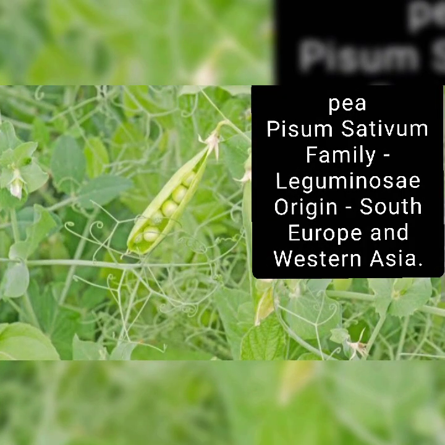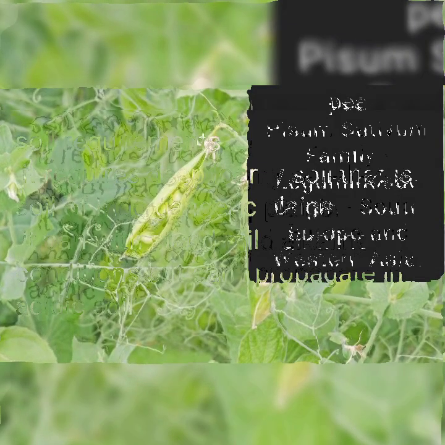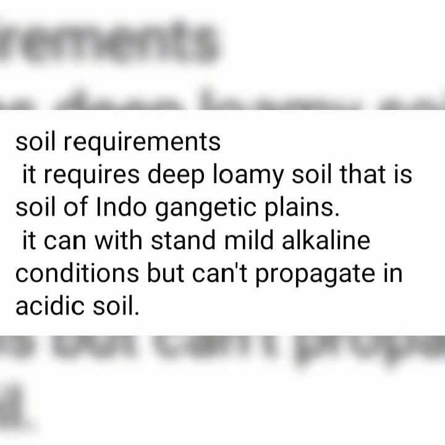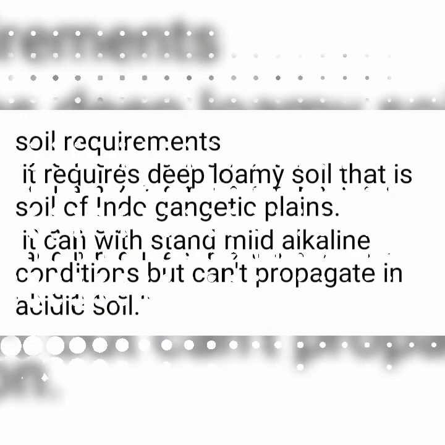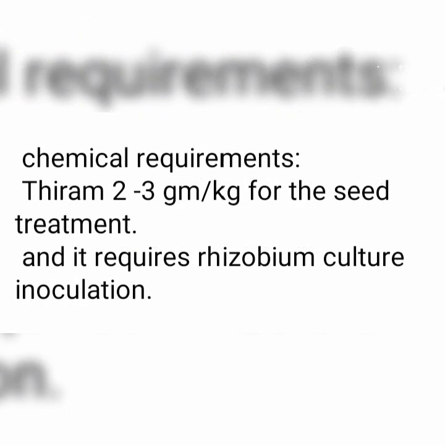Next crop is pea. Botanical name for pea is Pisum sativum. Its family is Leguminosae and its origin place is South Europe and Western Asia. Soil requirements for pea are, it requires deep loamy soil, that is soil of Indo-Gangetic plains. It can withstand mild alkaline conditions but can't propagate in acidic soil.